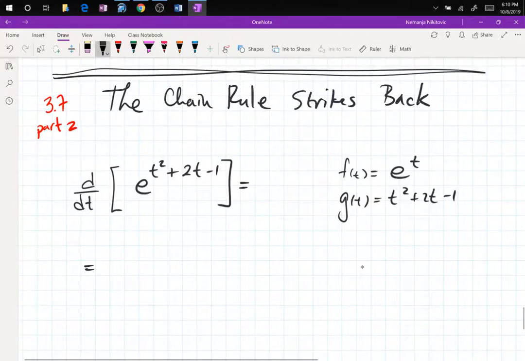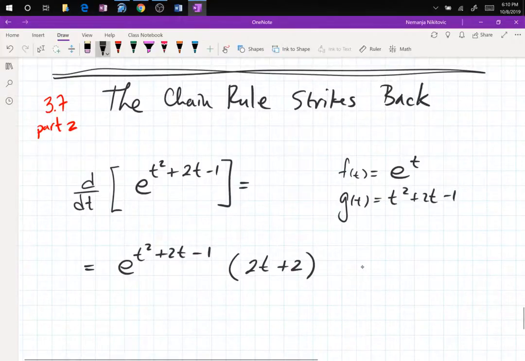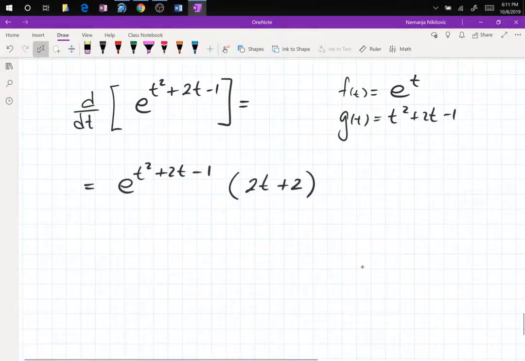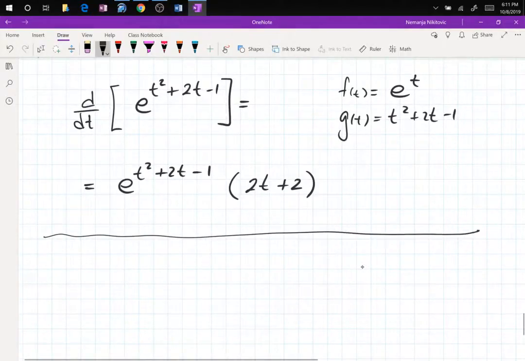If I am to take the derivative of this, the derivative of e to the t would be e to the t, but I have g plugged in. So it's going to be e to the t squared plus 2t minus 1 times the derivative of the exponent, which is 2t plus 2. The derivative of negative 1 is just 0. So that was the basic chain rule idea we had.